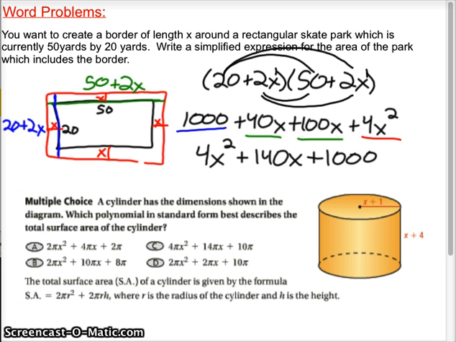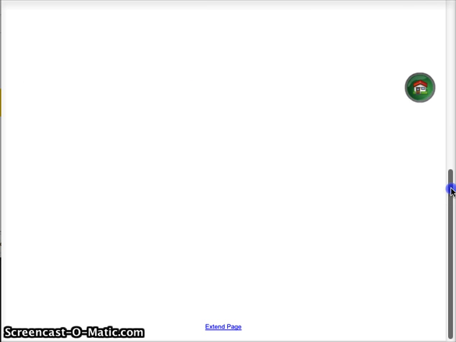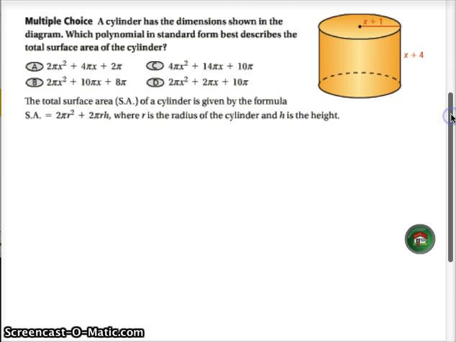All right. So moving on to our next word problem. This is a multiple choice problem. And I think I'm going to need some more space, so I'm going to move it like that. A cylinder has dimensions shown in the diagram. Which polynomial in standard form best describes the total surface area of the cylinder?